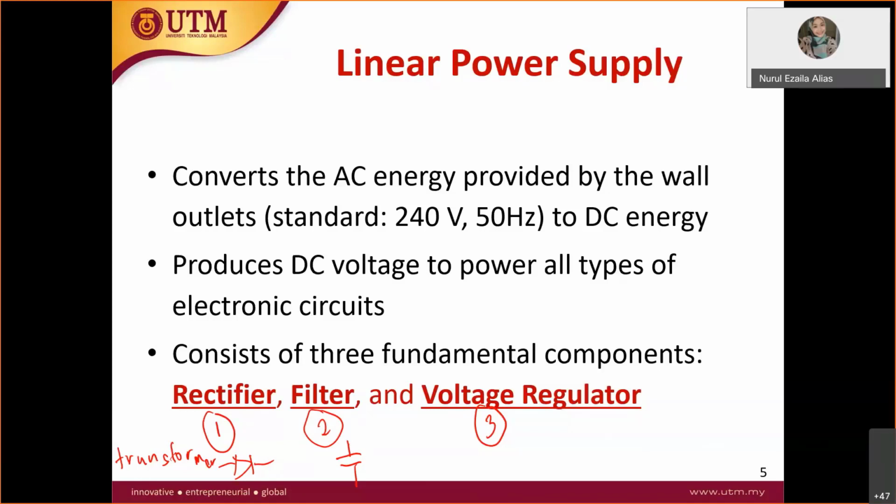And also, at the end of your power supply circuit, you're going to have a voltage regulator. For this case, we're going to use, sorry, what I'm drawing here. So this is diode. This is capacitor. So what is the last one, the third one? Zener diode. All right, Zener diode.